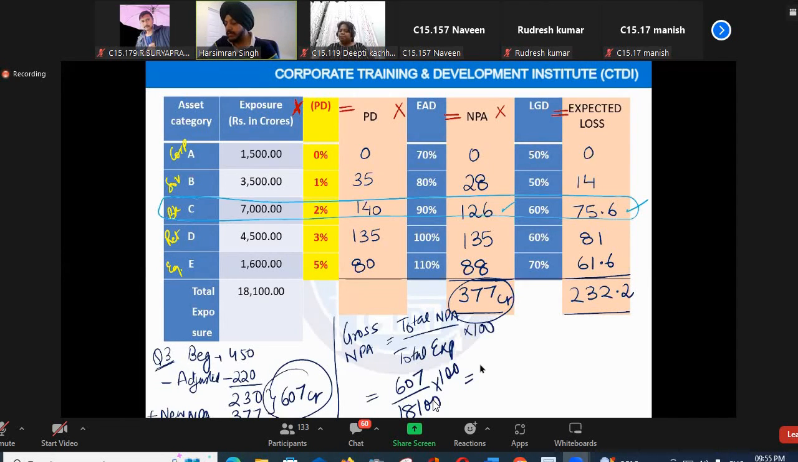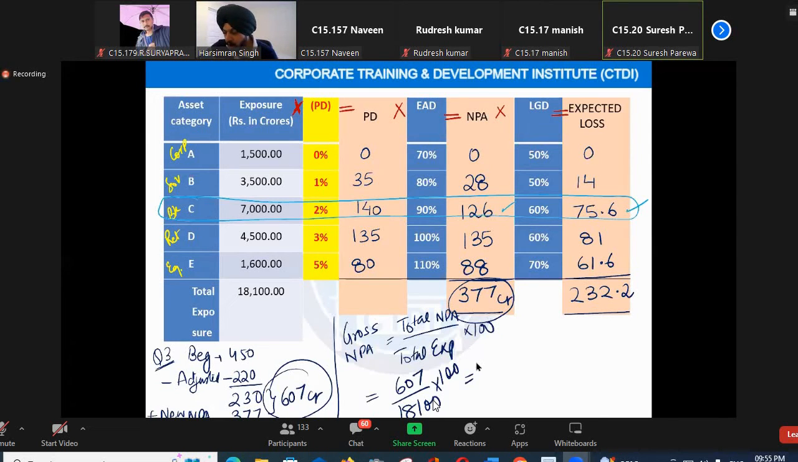How much is it, sir? Tell me. 607 divided by 18,100 into 100. 3.35%. Have you noted it? 3.35%.